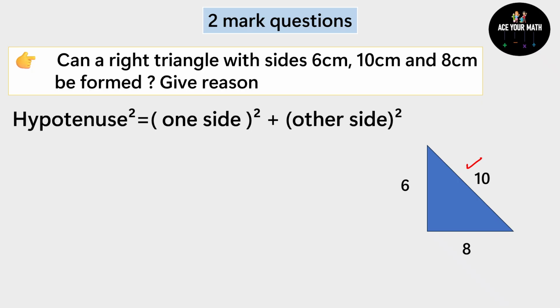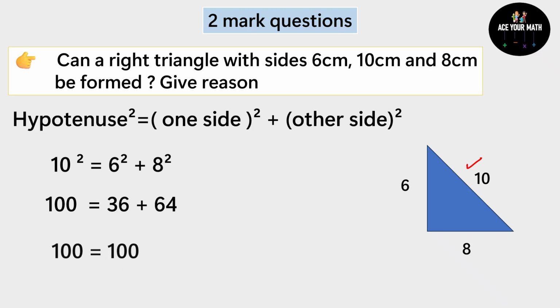Now put down the values here. The hypotenuse is 10, so you can write 10 square equals the value of one side, 6 square, plus the other side, 8 square. Now solve it. On the left hand side 10 square gives you 100 and on the right hand side it gives you 36 plus 64, and when you solve it you get 100 equals 100. It means right hand side is equal to left hand side.